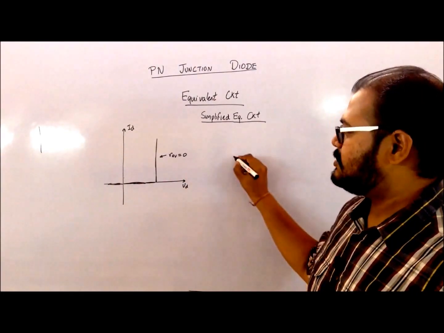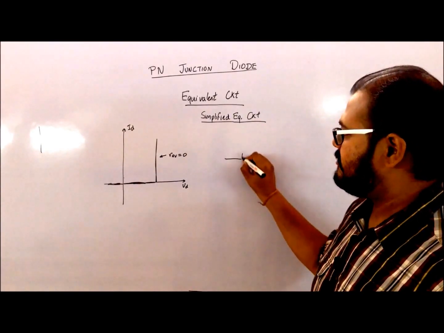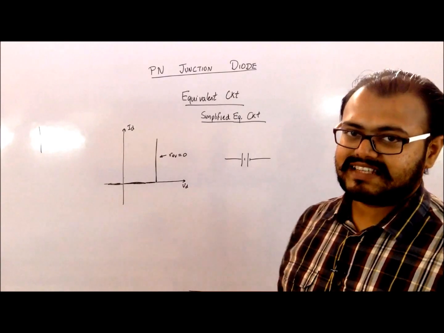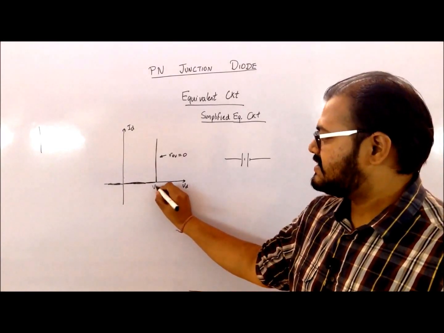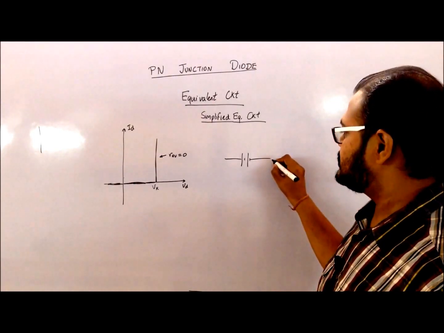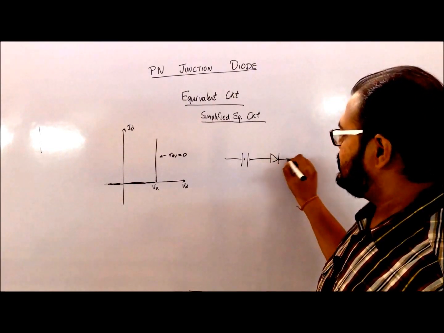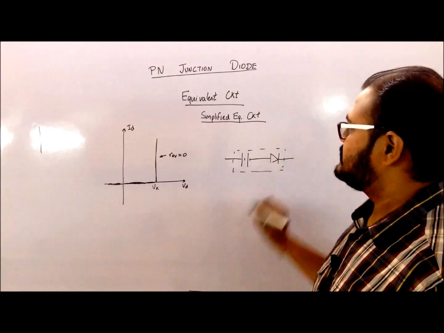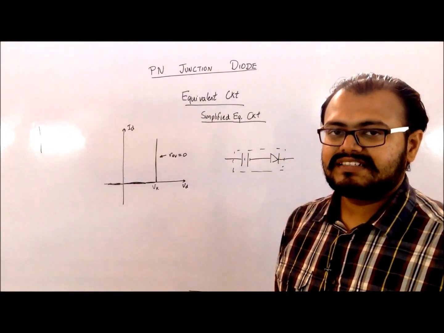So if I want to replace my diode, I will be replacing it with a battery which is the same value of battery which was present in the earlier case, and an ideal diode. So this becomes my simplified equivalent circuit.